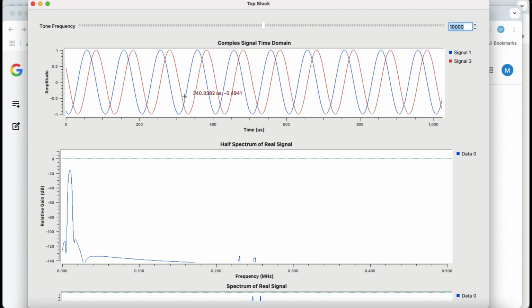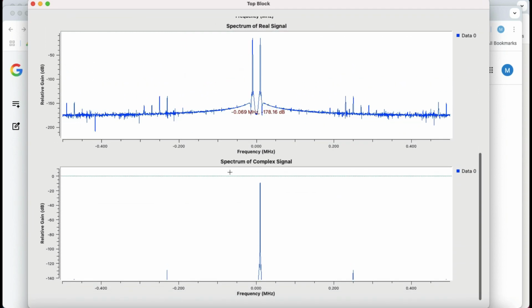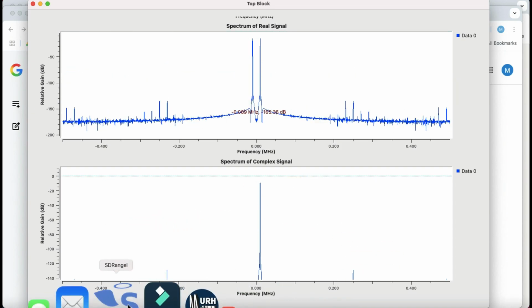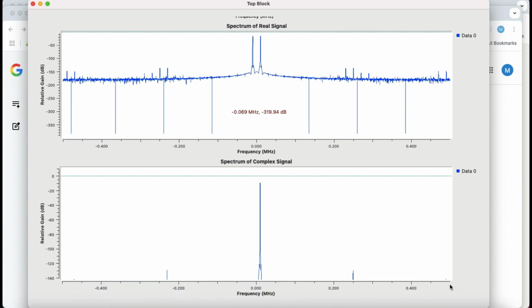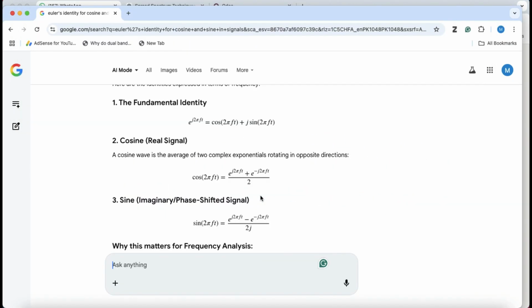So this is in a spectrum. This is a time sink for your complex signal. Now, if you look at the spectrum of your complex signal, you are seeing the full spectrum going from negative 1 megahertz all the way up to positive 1 megahertz. You are only seeing 10 kilohertz, a single line. But when you look at your real signal, you will see a positive component and you will also see a negative component as well.